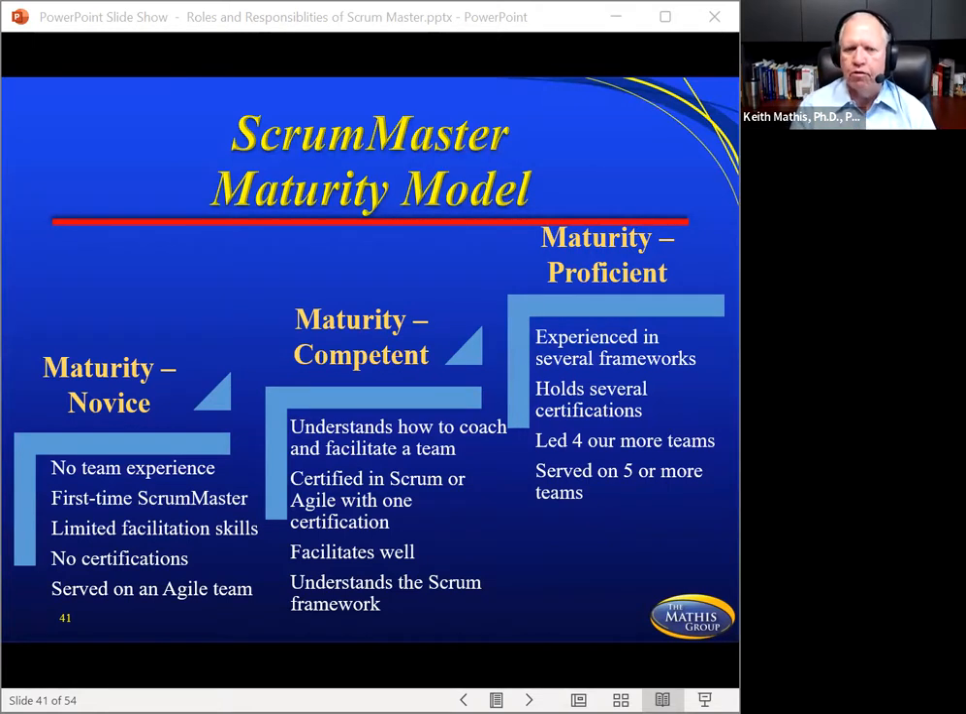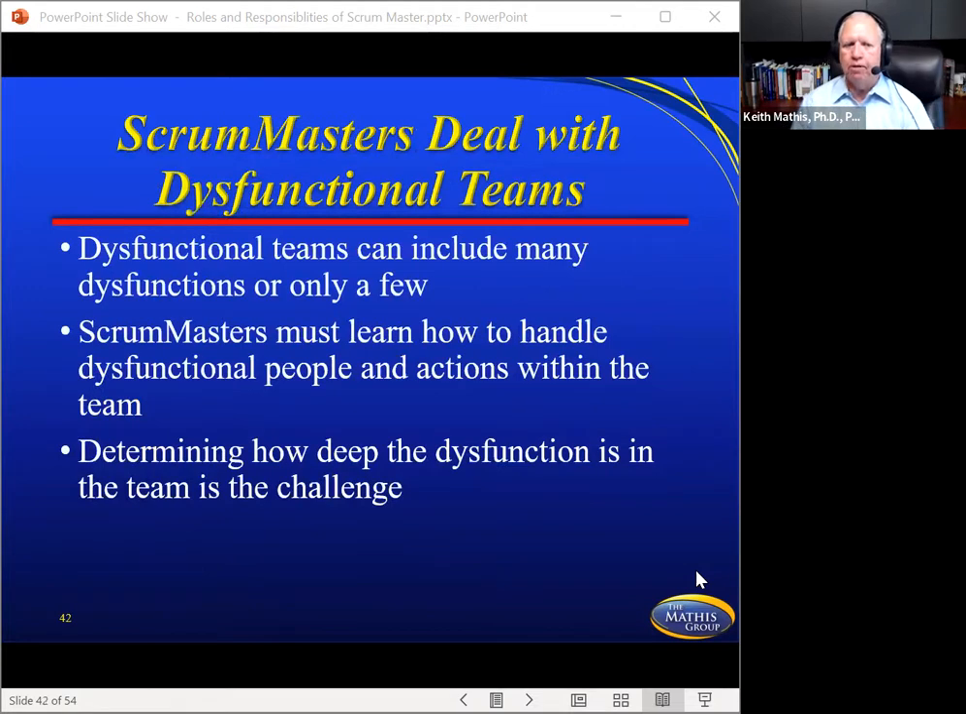So they're experienced in the framework. They maybe hold several certifications. They maybe are leading some of the teams out there, and they maybe have served on a tremendous amount of teams, 5 or more teams. And so those skills are there to where they can transpose those over to other people very quickly.